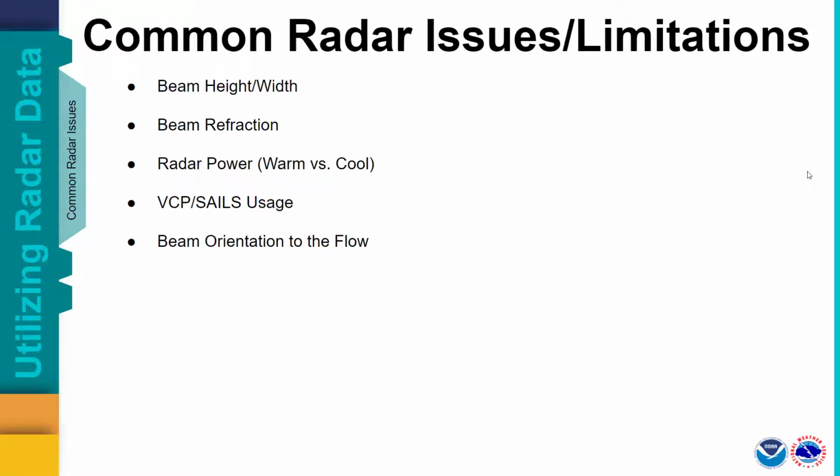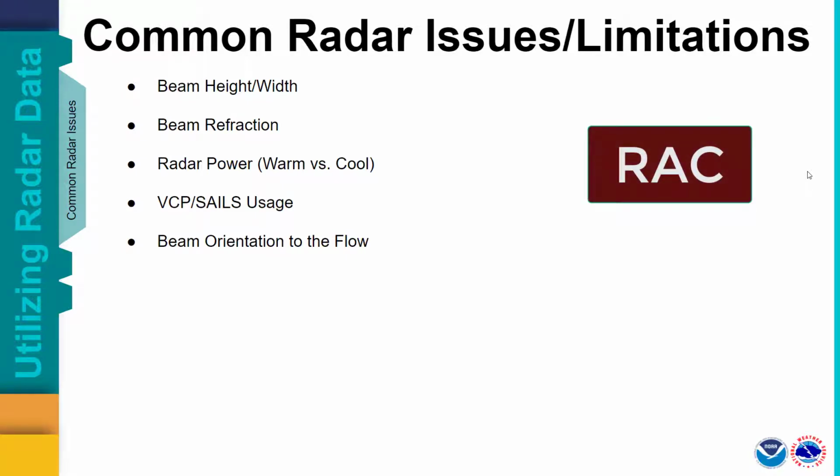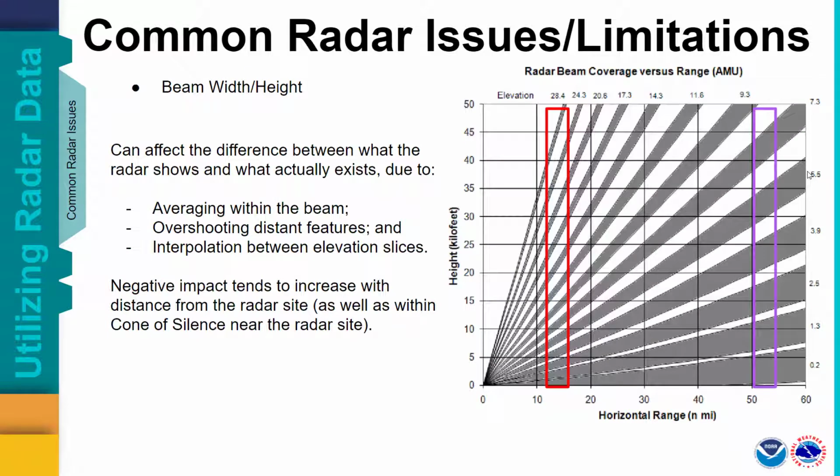There are a number of issues associated with radar operations and the data provided by radar. Here is a list of 5 that you likely learned in radar training, but I will briefly review here. The first one deals with beam height and width, and how they change with distance from the radar site. This can result in a difference between what the radar shows to exist and what actually exists.